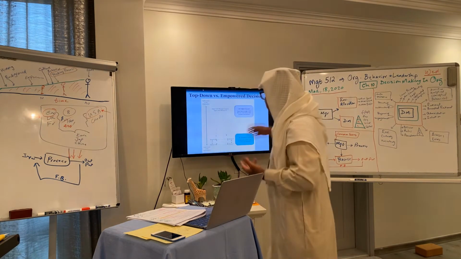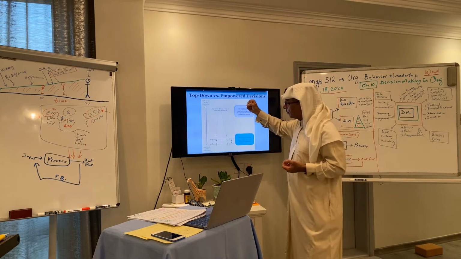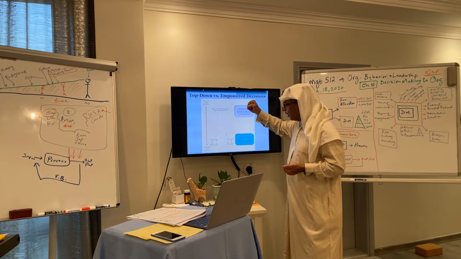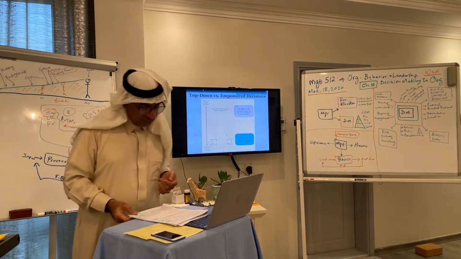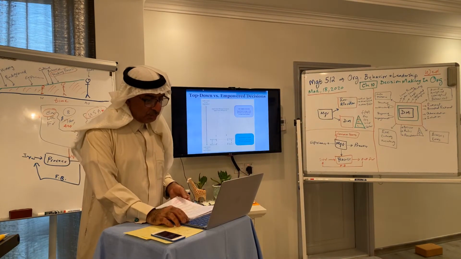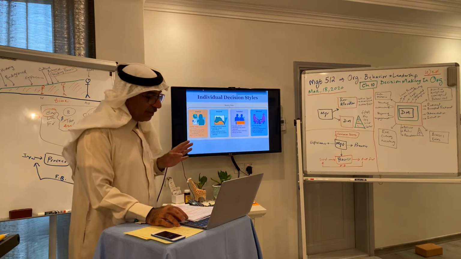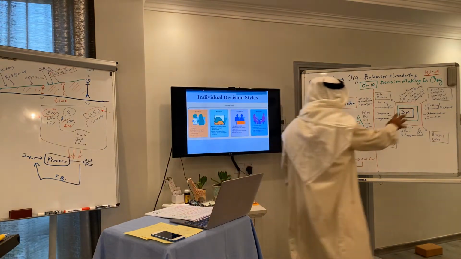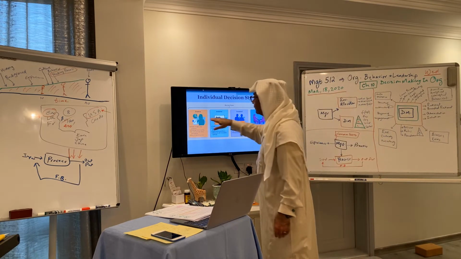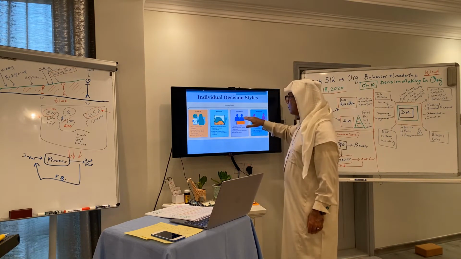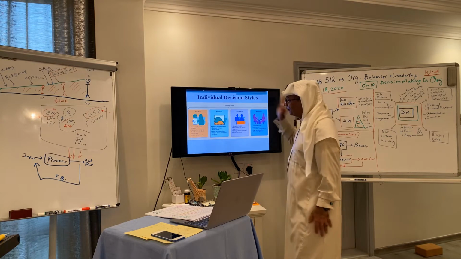There are certain things in the upper decisions, in the upper level of management, and certain things in the lower level of management, okay? But this is also important. Okay. Decision style, we talked about it. Directive, analytical, conceptual, behavioral.